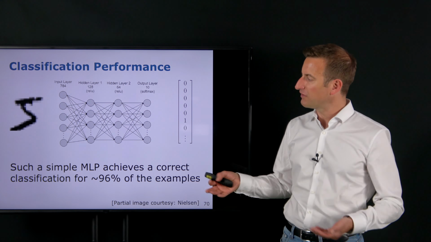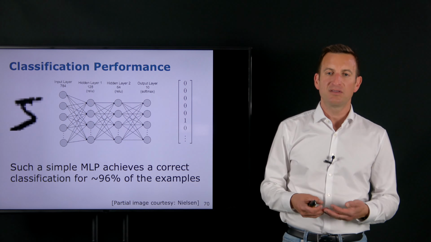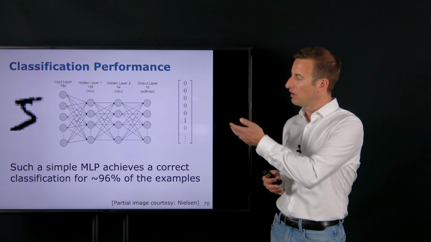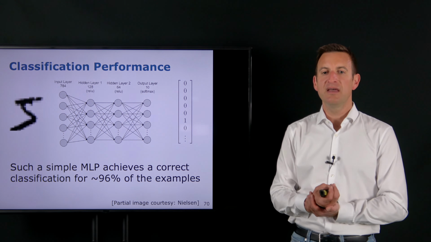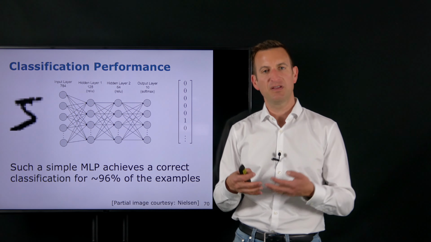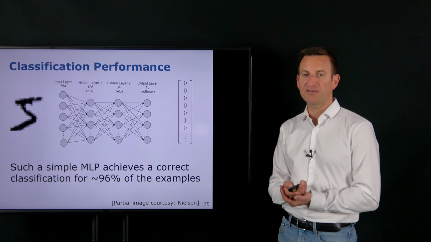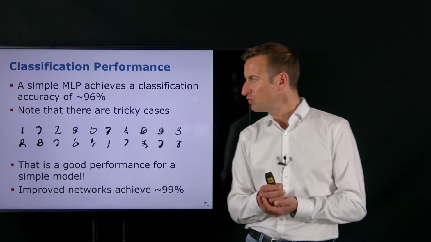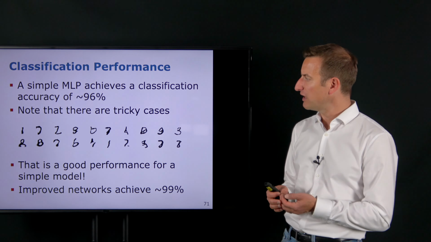There's a standard, the MNIST data set, which consists of handwritten digits. If you use a standard neural network like this MLP over here, train the network and run the classification, you will get a classification accuracy of about 96%. That means 96% of those handwritten digits are correctly classified. That may sound okay, but not too great. If you look at the database, you actually see that there are some tricky examples out there.